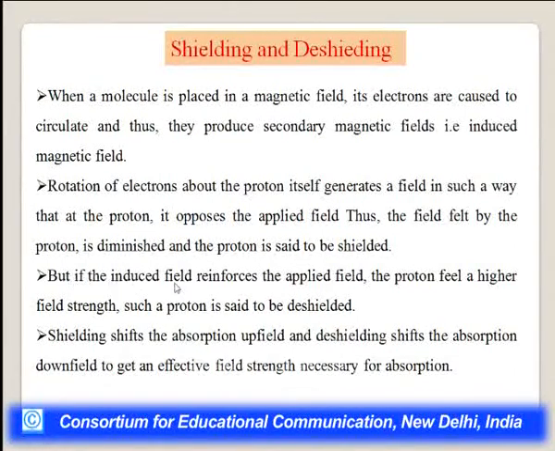But if the induced field reinforces the applied field, or increases the applied field, the proton feels a higher field strength, and such a proton is said to be de-shielded. Shielding shifts the absorption upfield, and de-shielding shifts the absorption downfield, to get an effective field strength necessary for absorption. Now, NMR data processing.